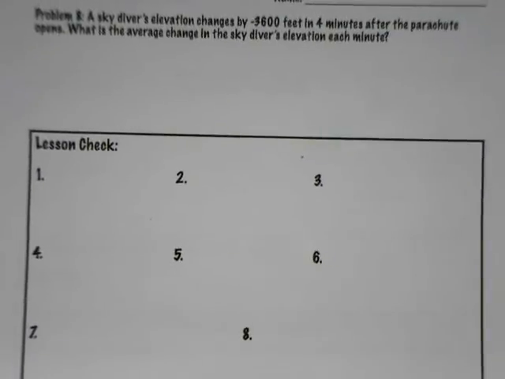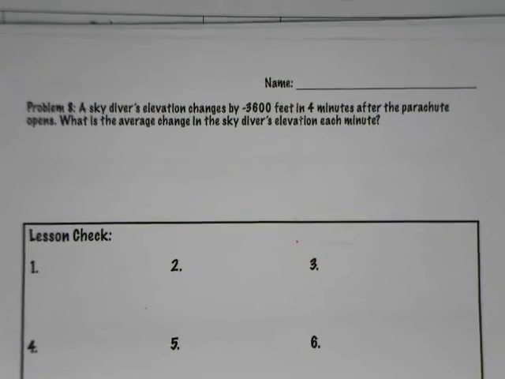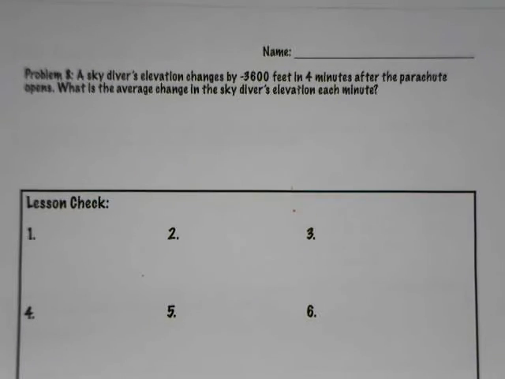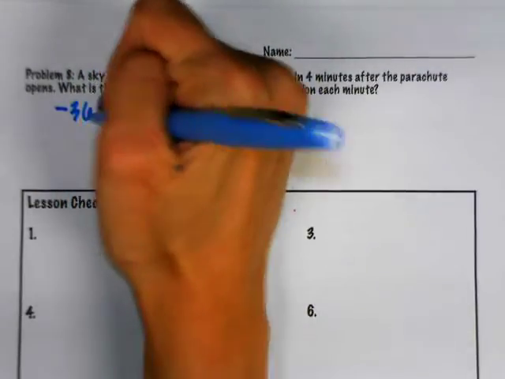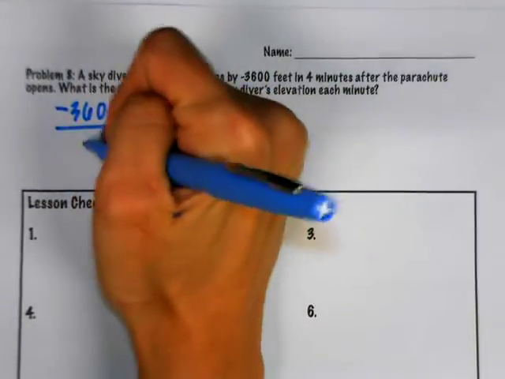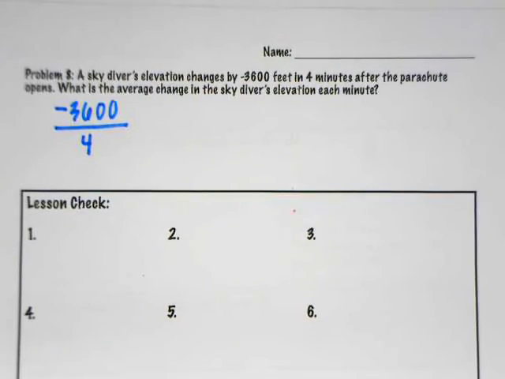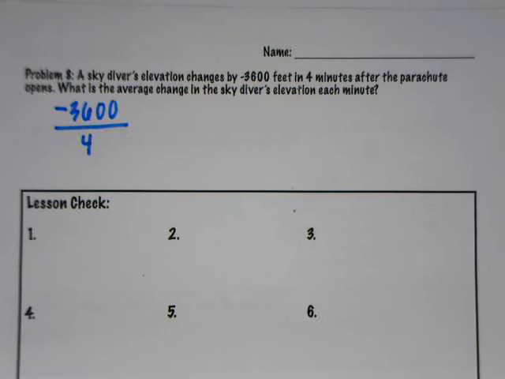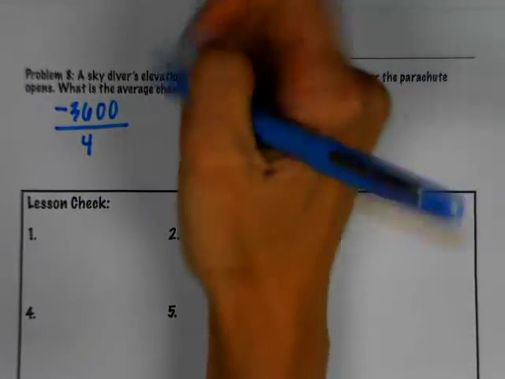All right. Okay, for this last one, a skydiver's elevation changes by negative 3,600 feet in 4 minutes after the parachute opens. What is the average change in the skydiver's elevation each minute? So you're doing something out of 4 minutes, and you're trying to now get it out of 1 minute. So what operation do you guys think we're doing? Division, yep. So we are going down 3,600 feet, and that's happening over the course of 4 minutes. So let's divide those to get it out of 1 minute. So how many feet per minute am I going down?